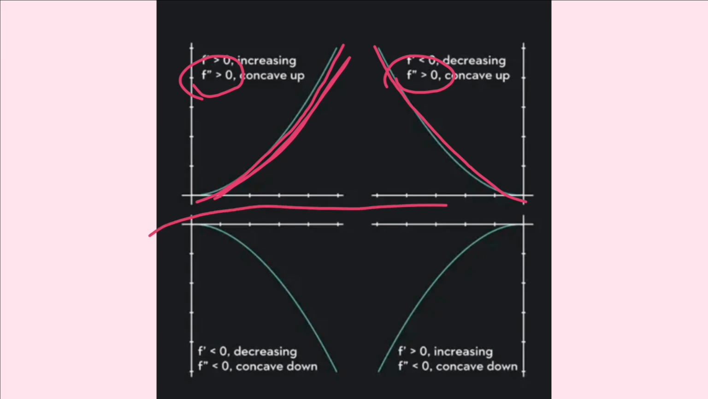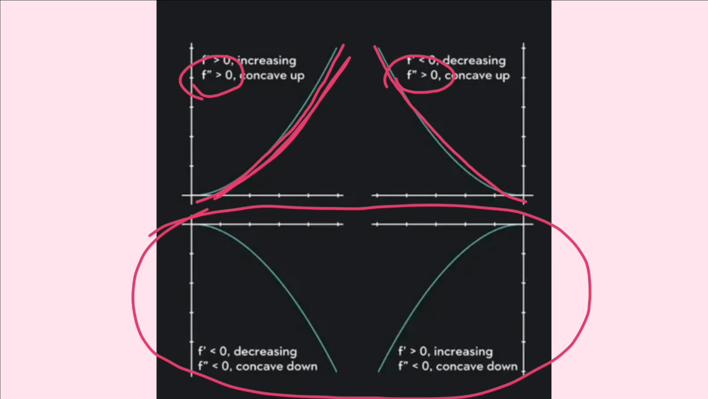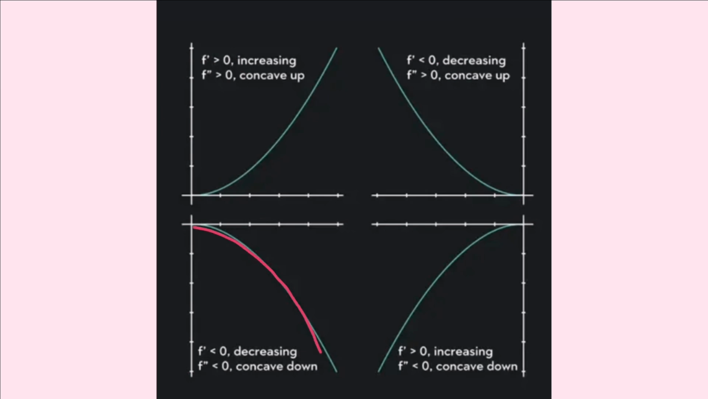On the below graphs, the first function is decreasing, but the function is concave down. So the second derivative will be less than 0. On the second part of the graph, the function is increasing, so the slope will be greater than 0. But the function is concave down, so the second derivative will be less than 0.